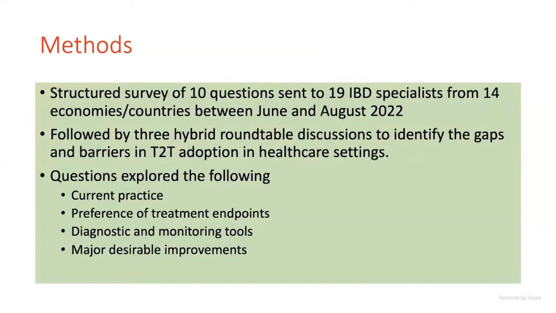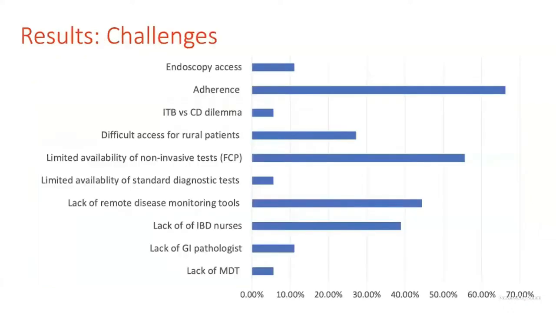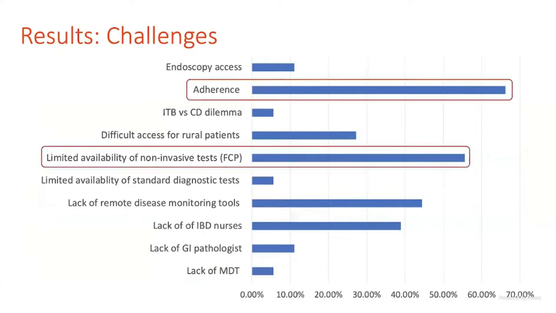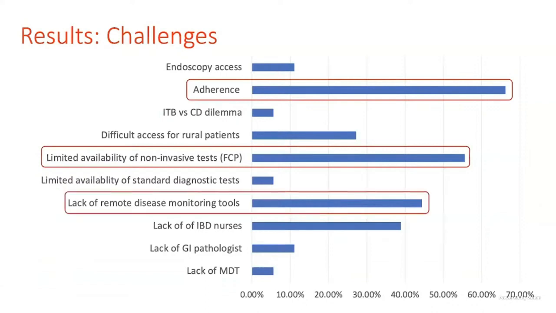So a structured survey of 10 questions was sent to 19 IBD specialists from 14 countries, followed by roundtable discussions. And the questionnaire explored current practice, preference for treatment options, diagnostic and monitoring tools, and the major desirable improvements. So if we look at the challenges, the four most important challenges were the adherence to treatment, limited availability of non-invasive tests such as fecal calprotectin, lack of remote disease monitoring tools, and the lack of trained IBD nurses.